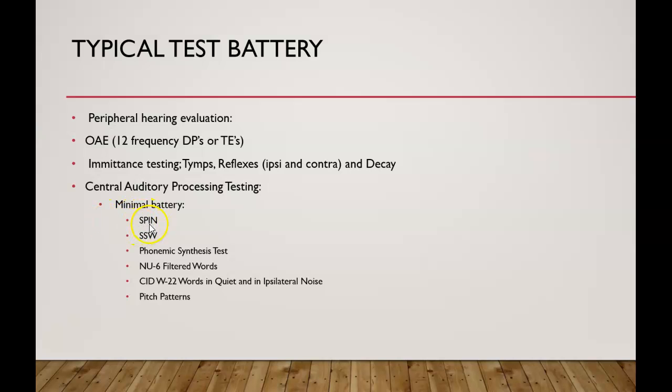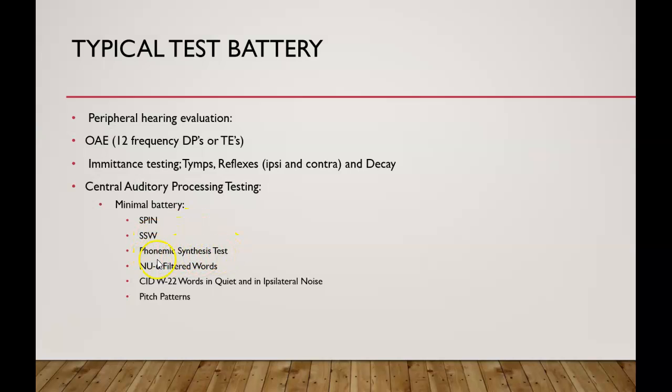So the minimal battery is testing areas of those auditory processing skills. So distorted speech, speech and noise, localization, the ability to pick out distorted words, to be able to pick out tonal patterns. So these are the tests that I use. SPIN is speech and noise. SSW is the staggered spondaic word test, if you've seen that.